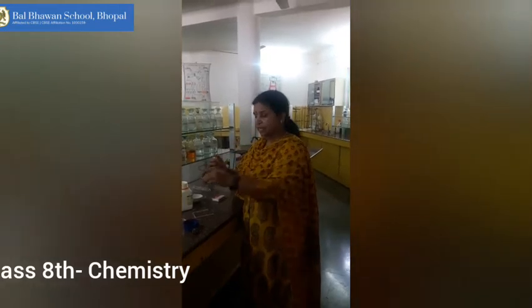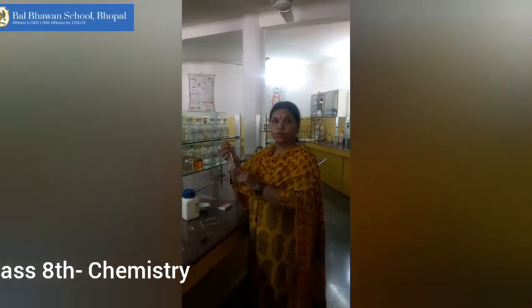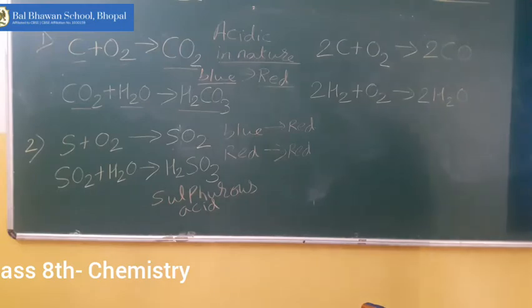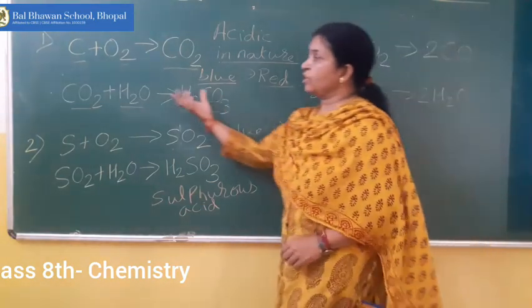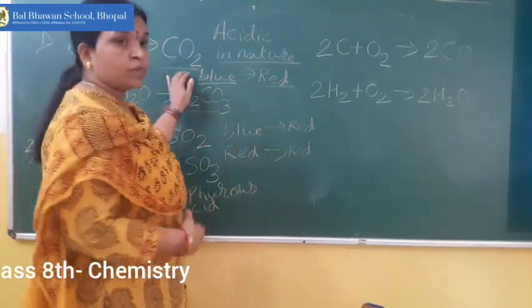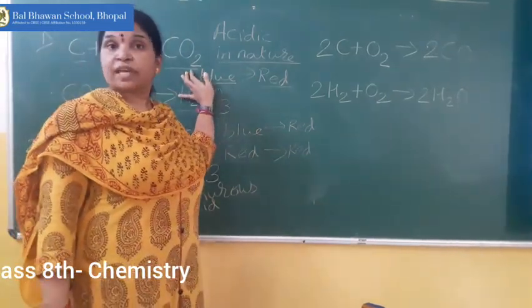Now, for confirming this, I will use the red litmus paper also. Now, I will place it in the test tube and you will find that there is no color change. So, this indicates that children, when non-metal reacts with oxygen, it produces acidic oxide. Now, as we have seen that when non-metals react with oxygen, they produce the acidic oxides.